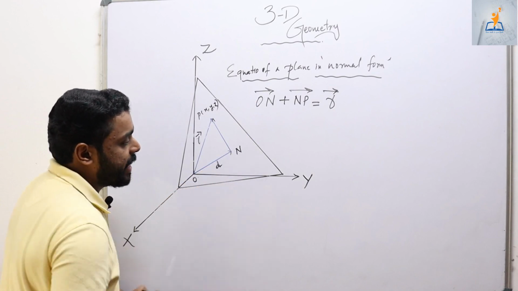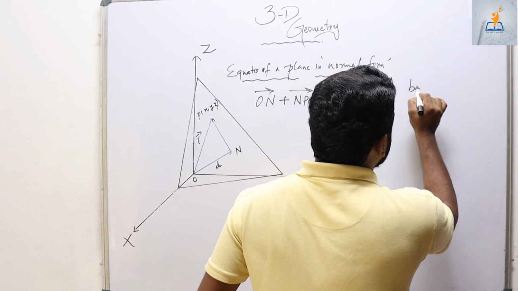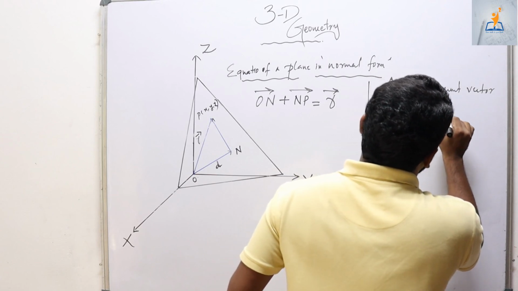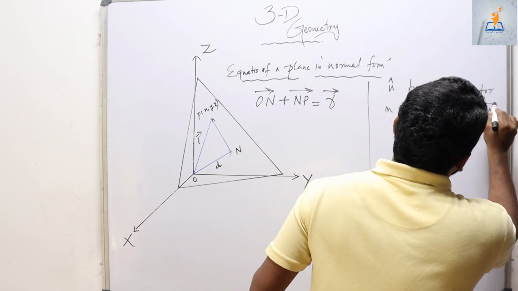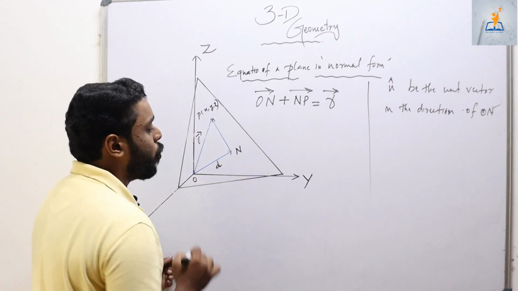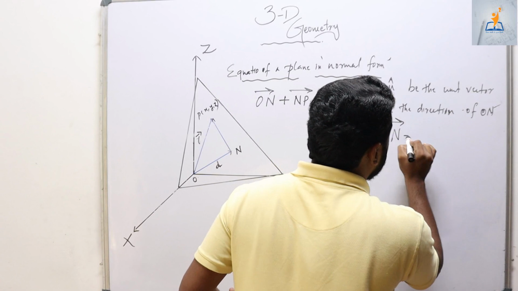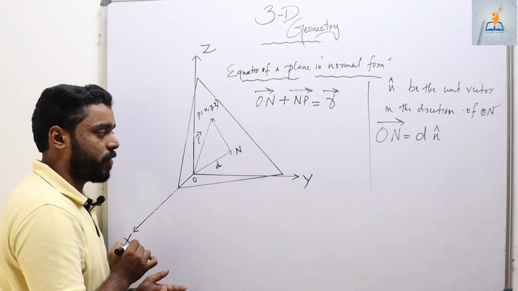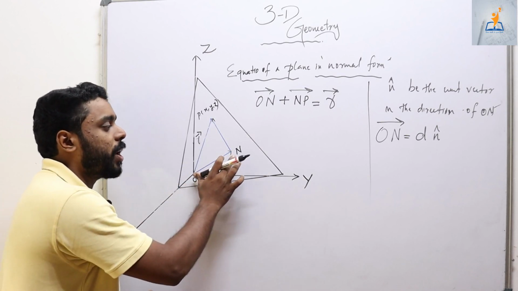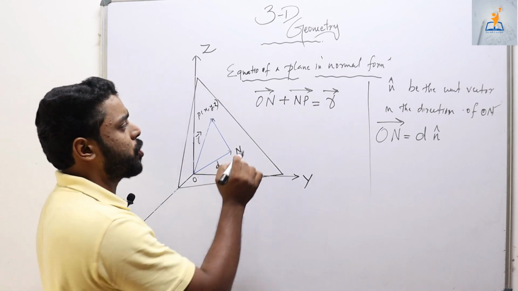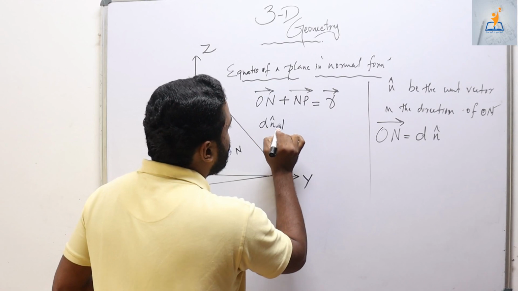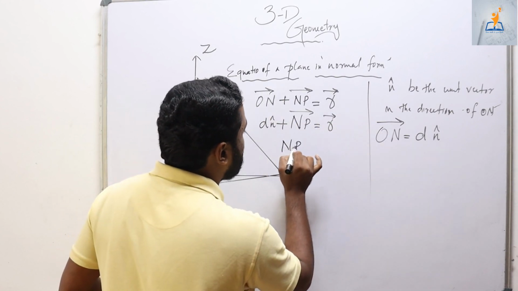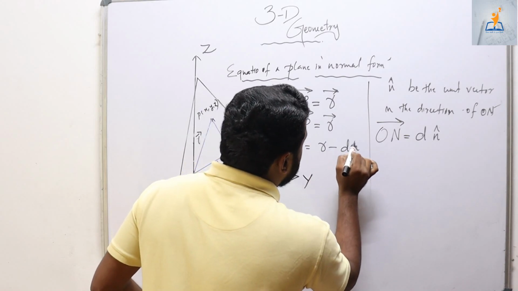Now the distance ON is d. Let n cap be the unit vector in the direction of ON, and the distance of ON is d. Therefore, the vector ON is nothing but d into n cap, isn't it? N cap is the unit vector in the direction of ON, and d is the distance. Now we substitute that value here: d n cap plus vector NP is equal to r. Therefore vector NP is nothing but r minus d n cap.